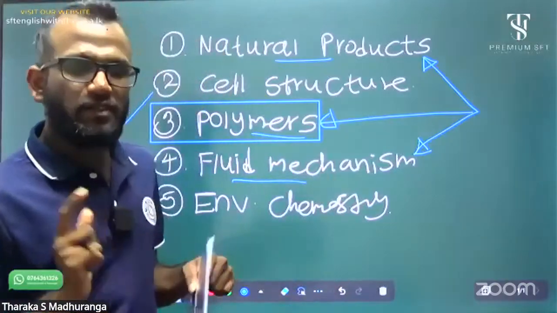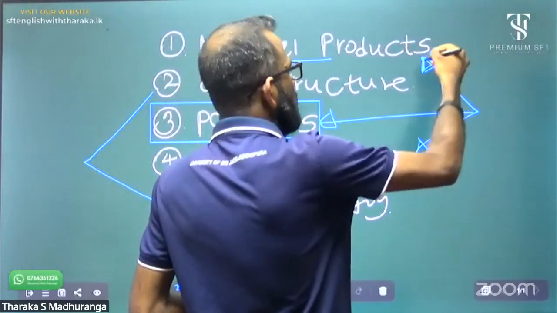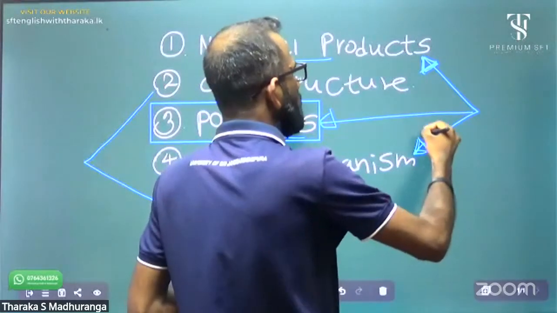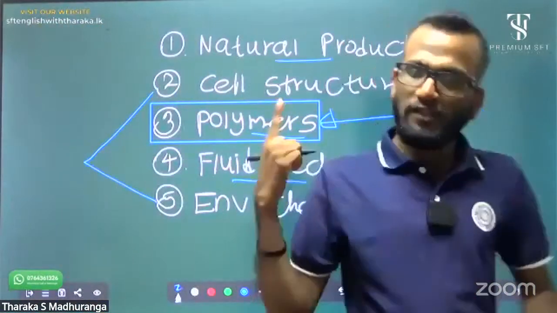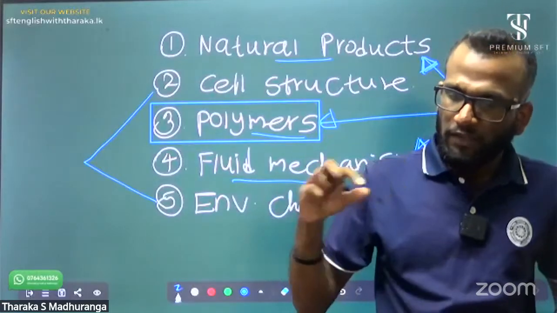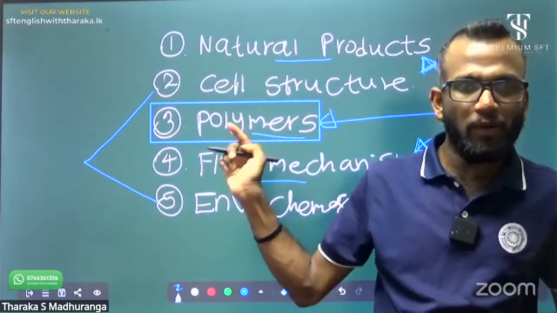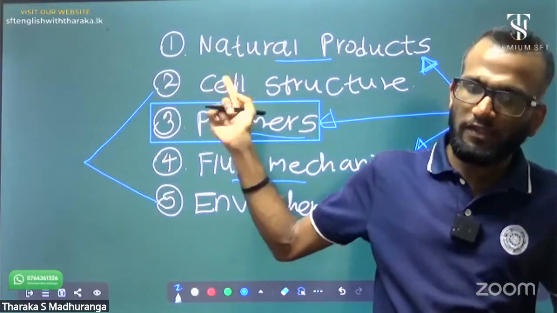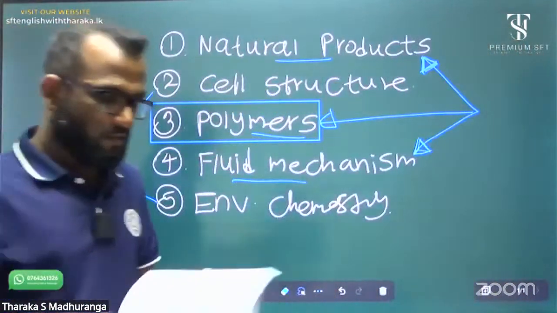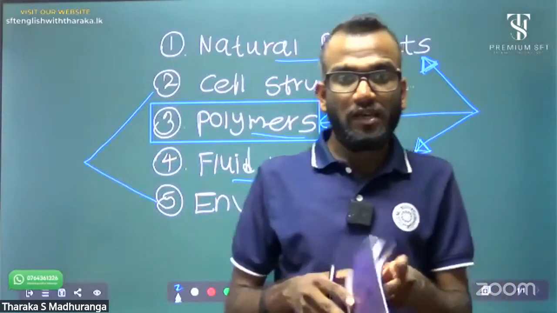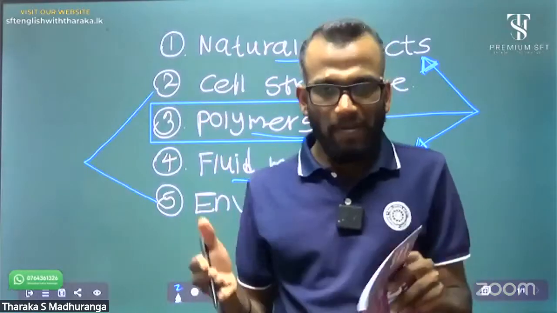and I will send this tute to your home. After that, I will send the same tute pack for natural products and fluid mechanism as well. In the live class, we can discuss natural products and fluid mechanism. Then within May, this month, we can complete all 3 lessons: fluid mechanism, polymers, and natural products. Cell structure and environment chemistry we can discuss next month. Then after that, in July, the final month, we can discuss papers and practicals.